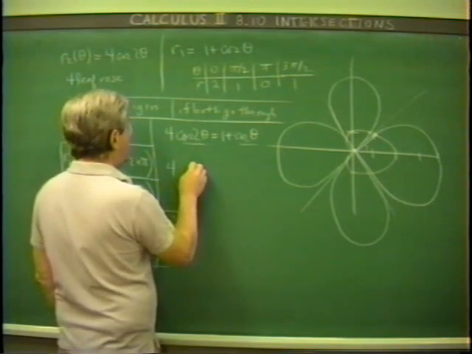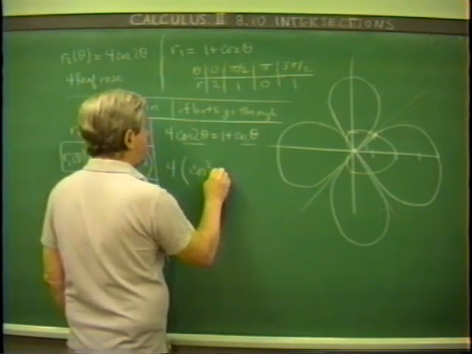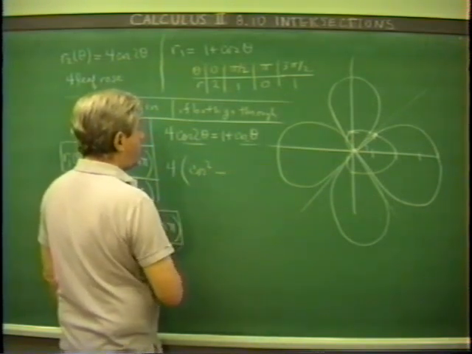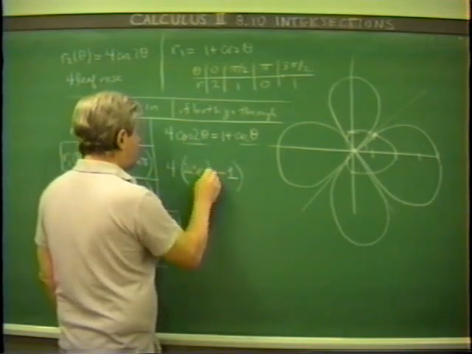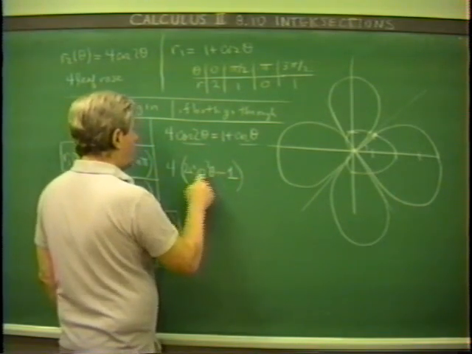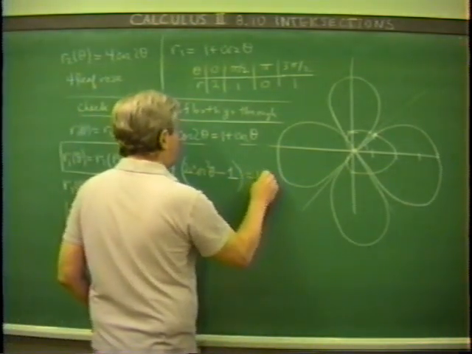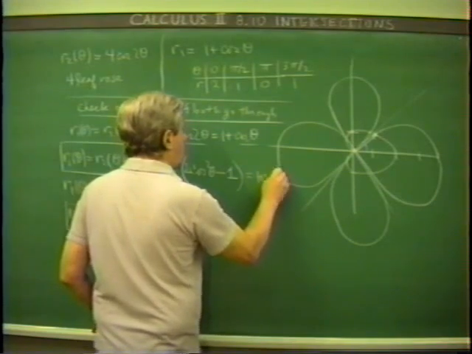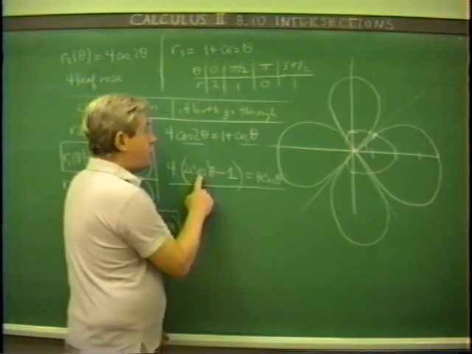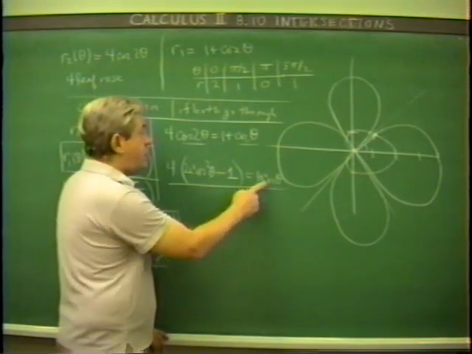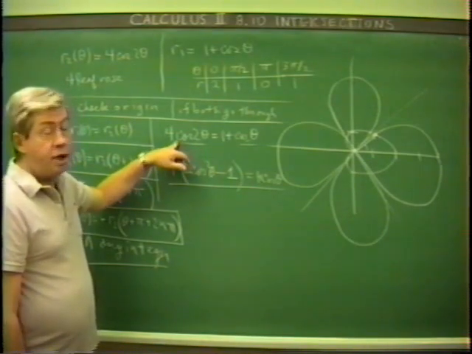We don't really want to deal with cosine of 2 theta and cosine theta in the same equation here. So let's write cosine of 2 theta as cosine squared theta minus sine squared theta. Now let's change the sine squared theta to 1 minus cosine squared theta. So cosine 2 theta is 2 cosine squared theta minus 1. So then we have 2 cosine squared theta minus 1 is equal to 1 plus cosine theta. Okay? That's to say what?